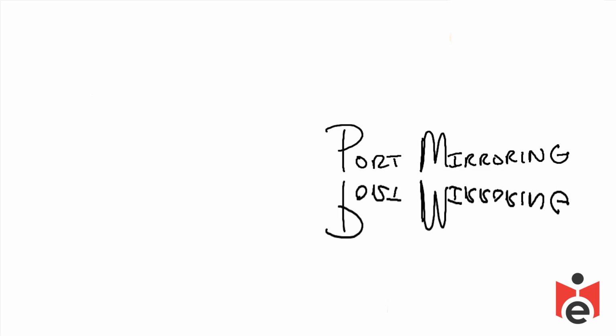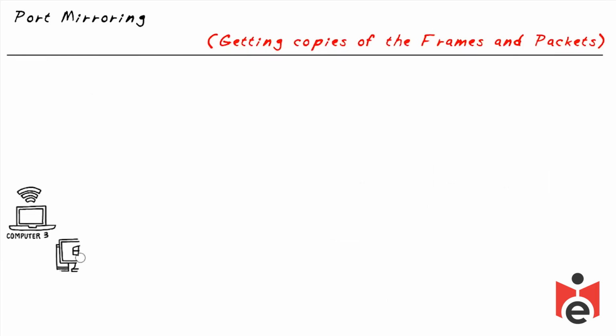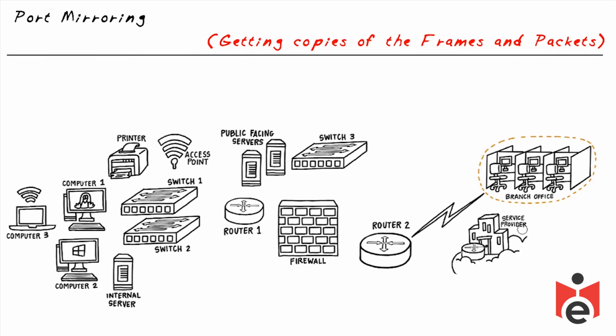Sometimes it's handy to get a copy of packets so that we can analyze or take a look at them. In this, I'd like to chat with you about a concept called port mirroring, where we can take the packets and frames from one area of our network or one port on a switch, and then forward those to another port where we can take a closer look at them.